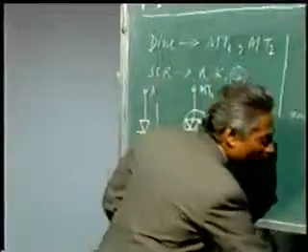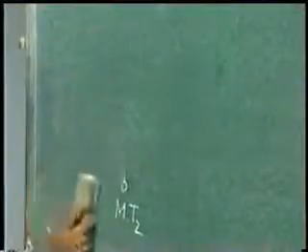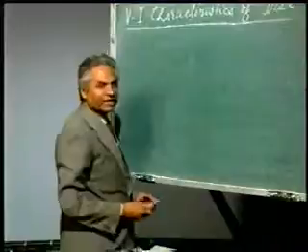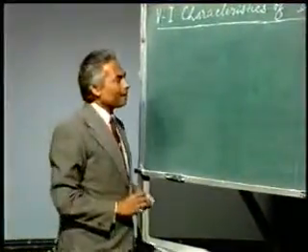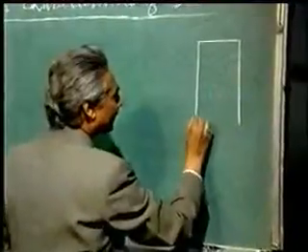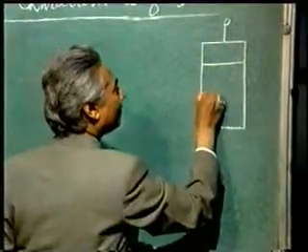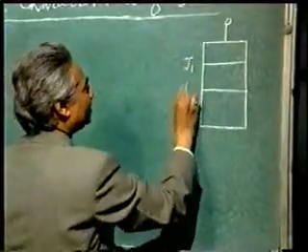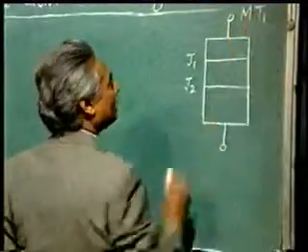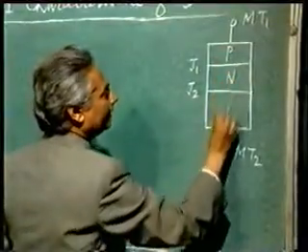Now let us see how the layer diagram looks like. Now let us see how the layer diagram of a DIAC looks like. There are layers like this. This is J1 junction. This is J2 junction. This is main terminal 1, MT1. This is main terminal 2. And the layers are P, N, P.